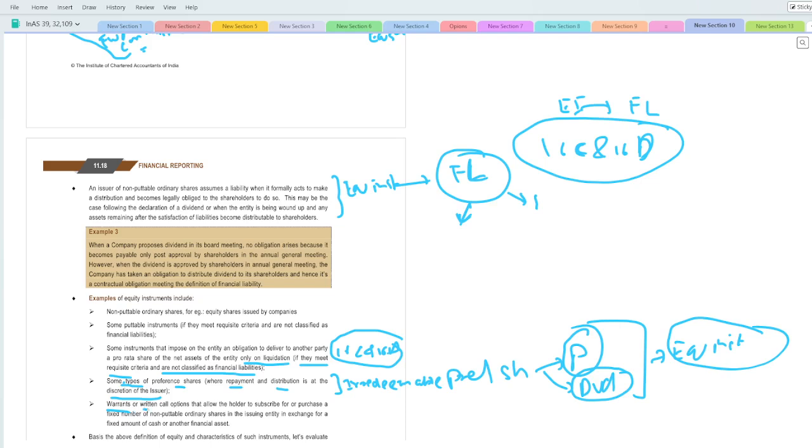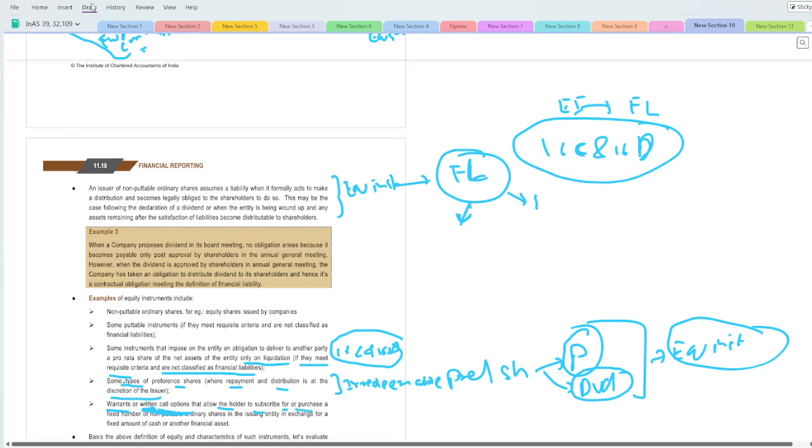वारंट्स और द रिटर्न कॉल ऑप्शन. रिटर्न कॉल ऑप्शन, सो रिटर्न कॉल ऑप्शन के बारे में बात कर रहे हैं, that allows the holder to subscribe for or purchase a fixed number of... just a minute, इसको एक बार रब कर देते हैं.